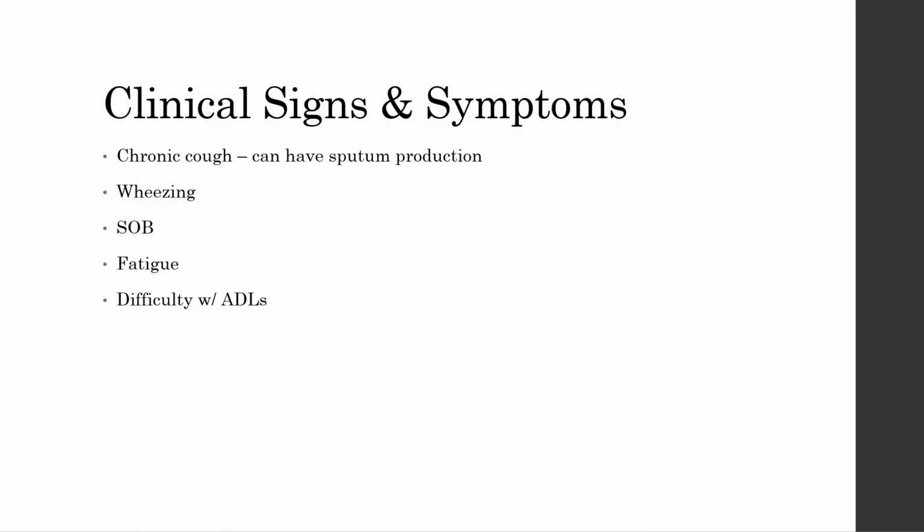What are the clinical signs and symptoms? A chronic cough, which can have sputum production, such as green or yellow sputum production, for example, which can be as a result of viral or bacterial infection. The patient may be wheezing. They can have shortness of breath, fatigue, and difficulty with ADLs, such as bathing or getting dressed, for example.